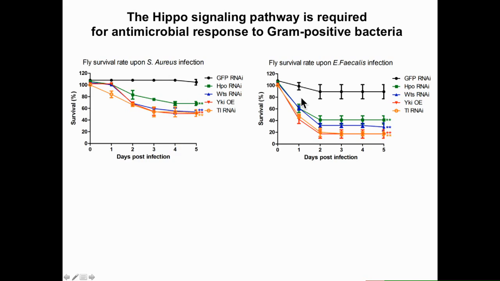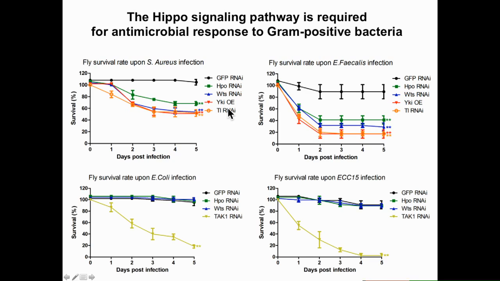aureus and E. faecalis. You can see that while wild-type flies are resistant to infection, these transgenic flies, either RNAi of the tumor suppressors or overexpressing Yorkie, are more sensitive. And this phenotype actually mimics what happens if you knock down the Toll receptor. And what is interesting is that if you subject the same flies to gram-negative bacterial infection, they are completely normal.